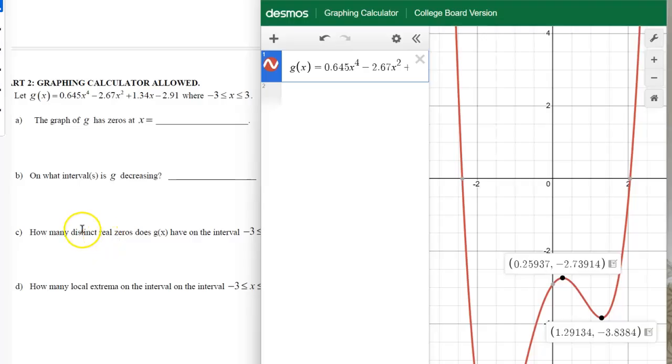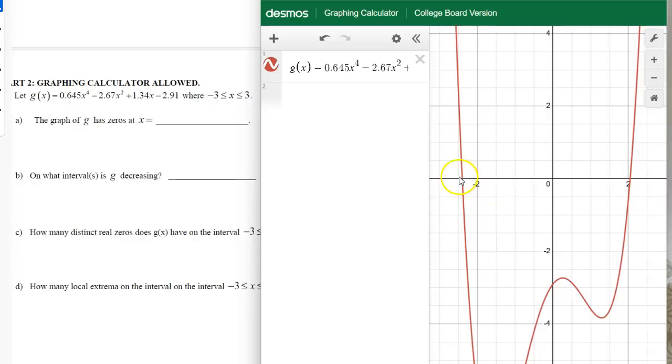Letter C, how many distinct real zeros does G have on the interval between those two? Well, we only have 2 going on, right? One over here and one over here, and both have a multiplicity of 1. So to answer letter C, there are 2 distinct zeros. Now, I know the question didn't ask you, but if it only has 2 distinct real zeros and it has a degree of 4, what does that mean for the other 2 zeros? That means the other 2 zeros will be your imaginary solutions. And you will not see that on the graph.